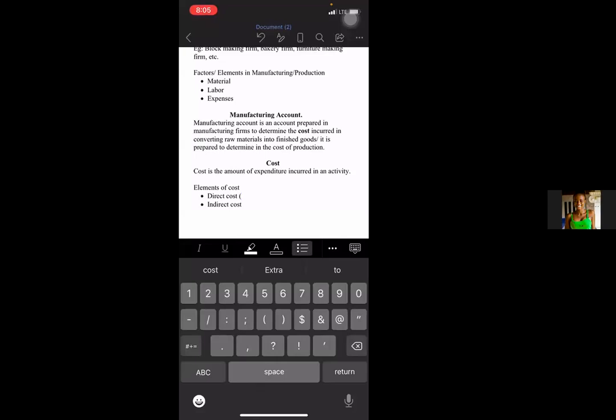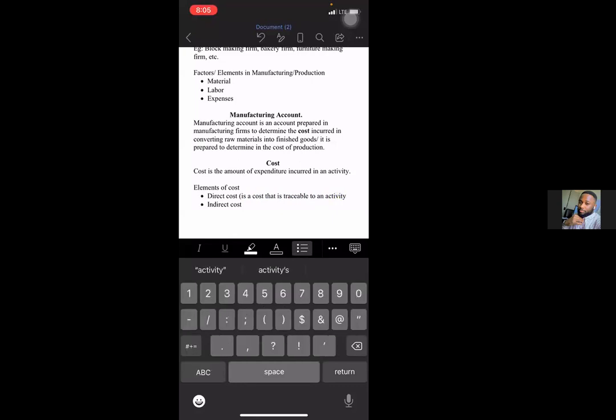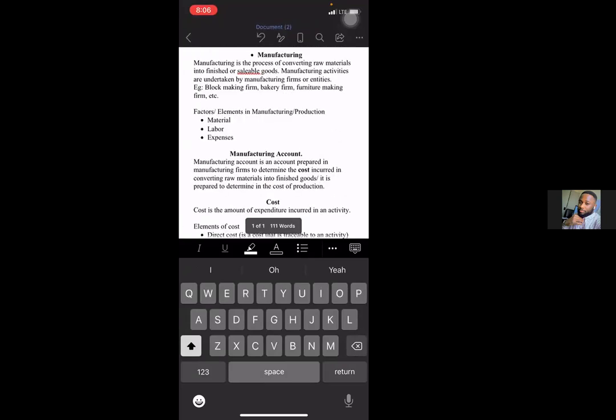Okay. So direct cost is a cost that is traceable to an activity. Indirect cost is a cost that is not traceable to an activity.